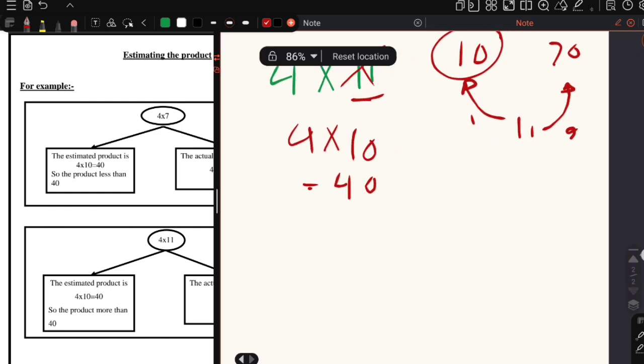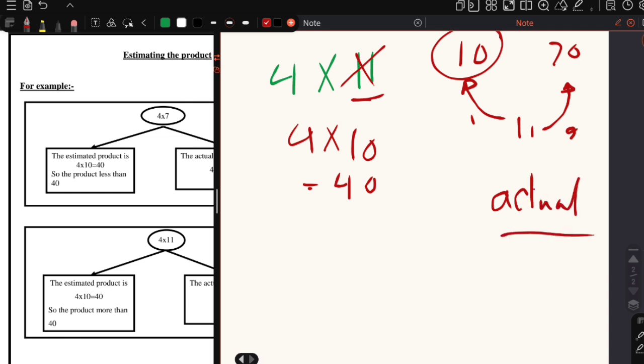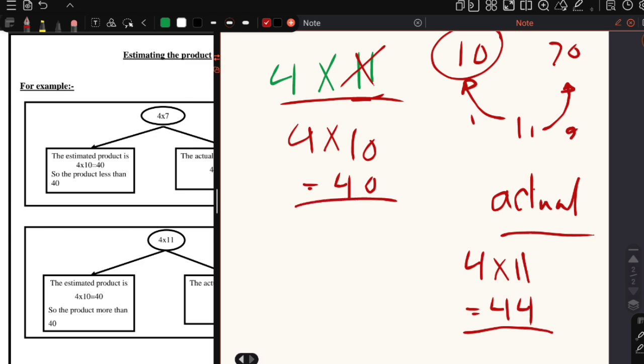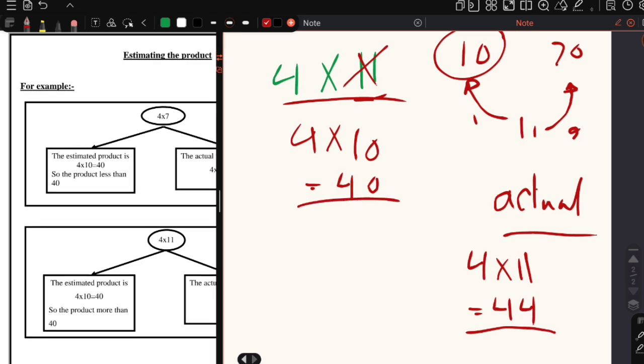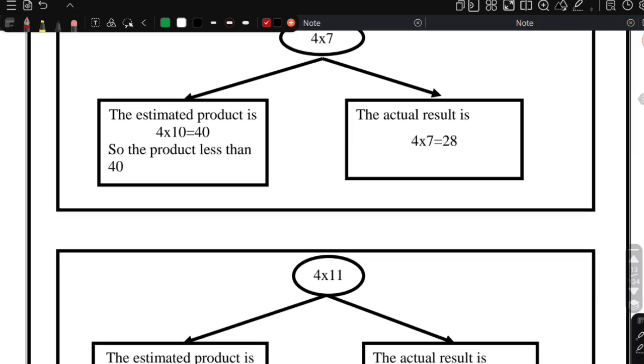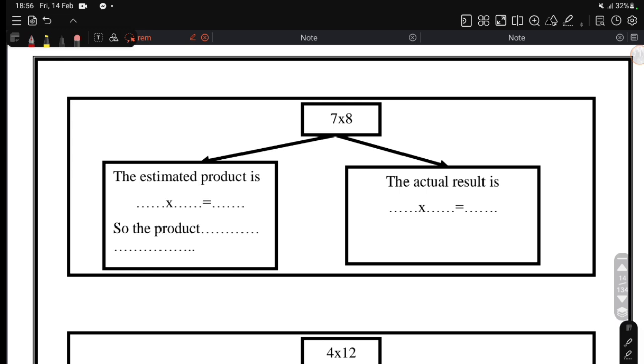Okay, what about the exact result, the actual result? The actual result will be 4 times 11. Directly I have 44. Okay, so 44 is the actual result and 4 times 10 will be the estimated result. Okay, let's see some examples to understand it well. So let's start with the first problem to understand the estimation very well.